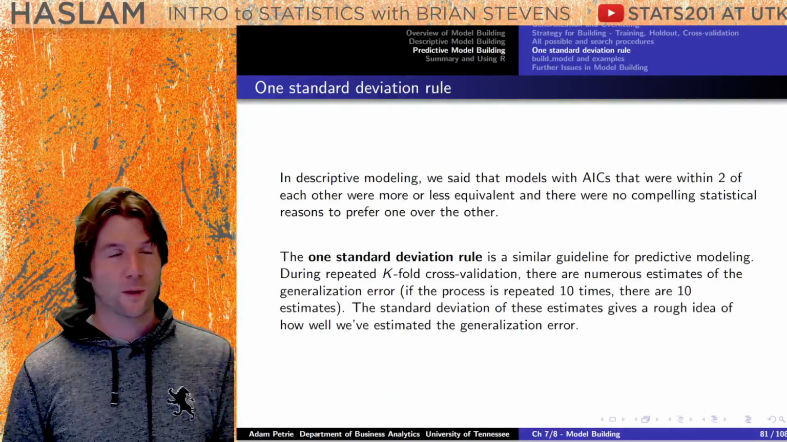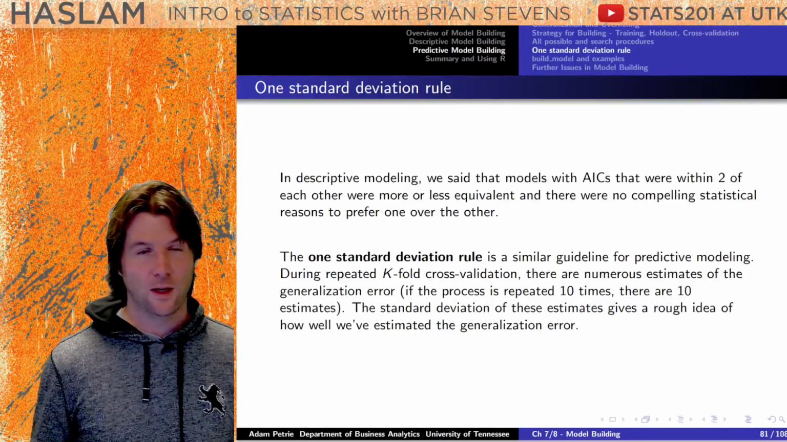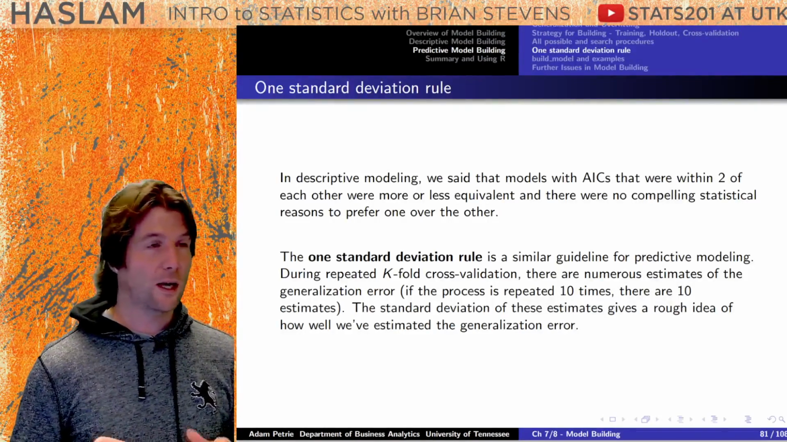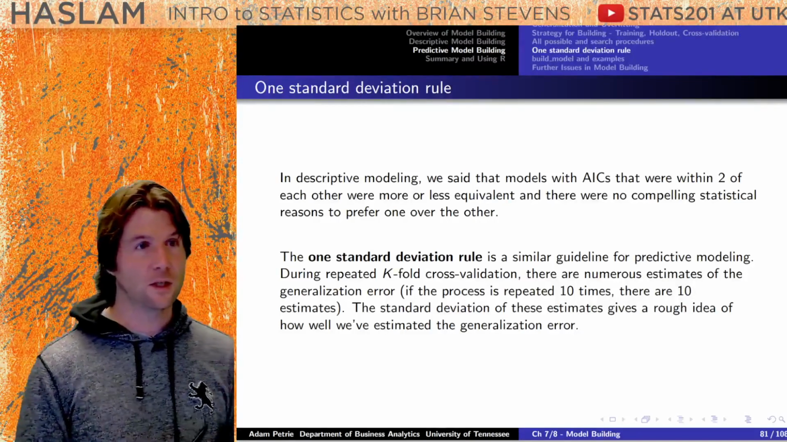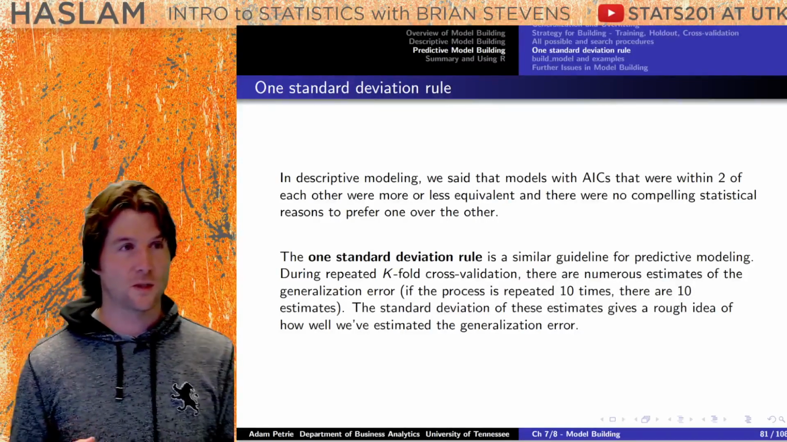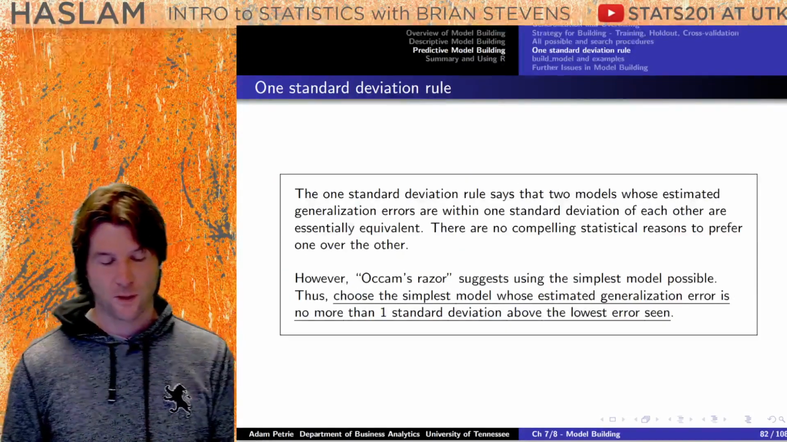So how can we figure out similar models? We use what is called the one standard deviation rule. The one standard deviation rule says when we calculate our estimate of the typical miss, we can also calculate the standard deviation of the typical miss. So with this, any model within one standard deviation is basically similar.